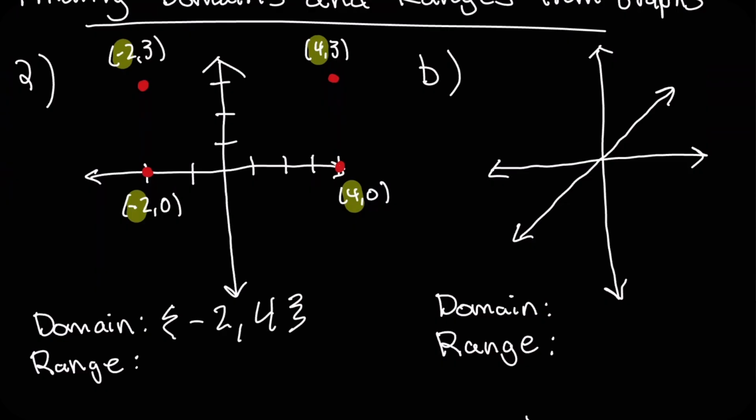Now, what are our y values? Our y values, we have a 3, a 0, and then a 3 and another 0. So go ahead and write them out, smallest to largest, 0, 3.